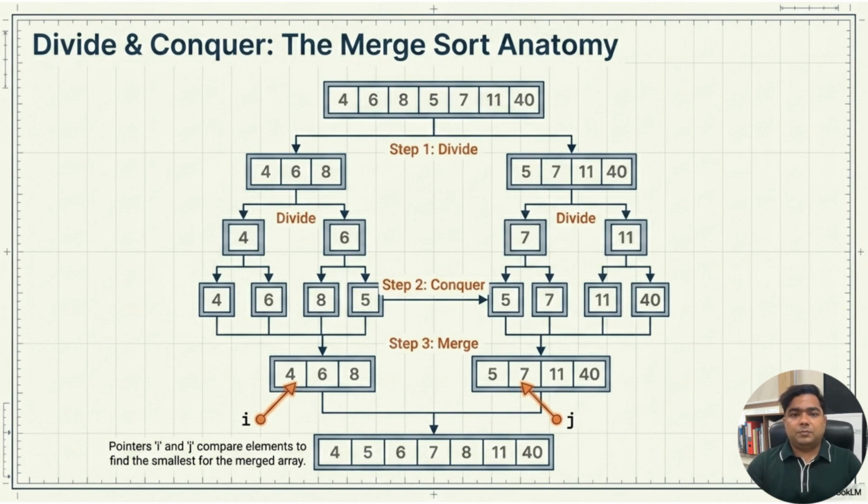For example, when comparing 4 and 5, 4 is smaller, so 4 goes first. Then we compare 6 and 5. 5 is smaller, so 5 goes next. This process continues until all elements are merged. The final sorted list becomes 4, 5, 6, 7, 8, 11, and 40. Merge sort is powerful because it breaks a large sorting problem into smaller sorting problems, then combines the answers systematically.